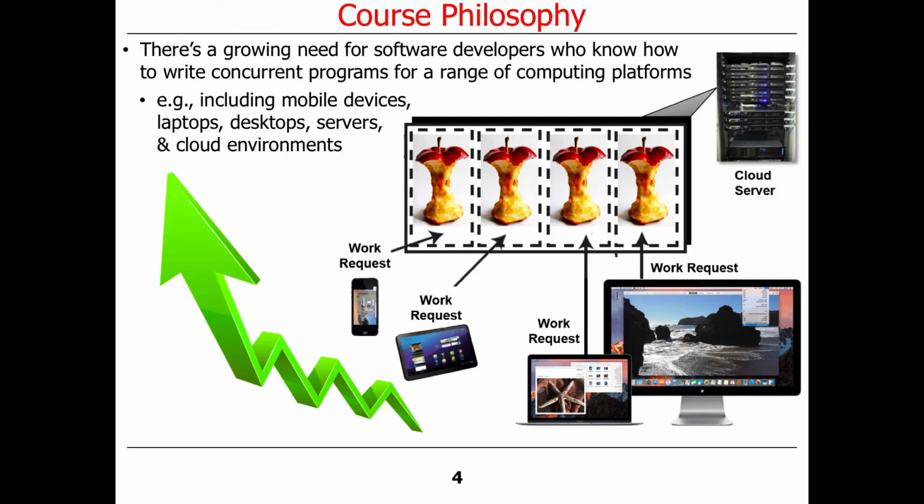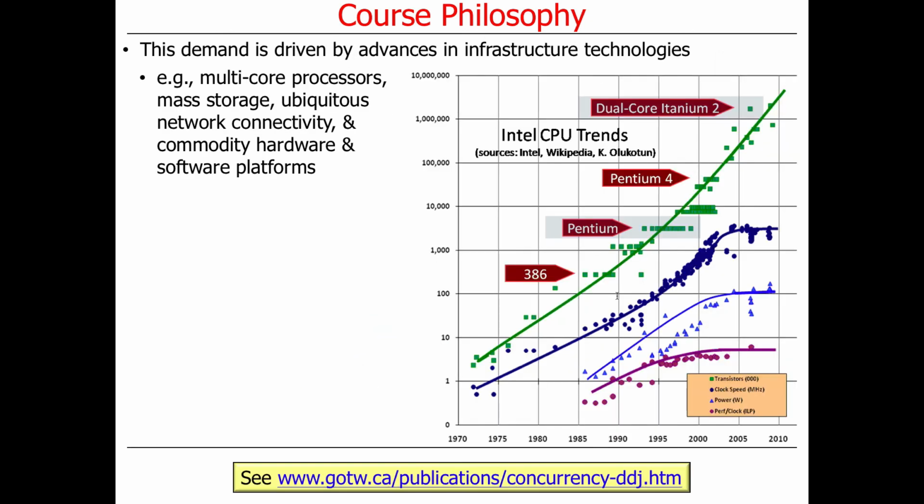You may or may not know there's a growing demand for people who have expertise in the topic of concurrent programming. This includes a range of different computing platforms: cloud computing, desktops, laptops, mobile devices, and so on. A lot of this is driven by an increasing number of cores available on modern multiprocessors, the availability of mass storage, which means we have lots of things to process, the ubiquitous network connectivity, which means we have clients connecting to lots of servers, and of course the fact that almost all modern computer platforms, hardware and software, have support for concurrent and parallel processing.